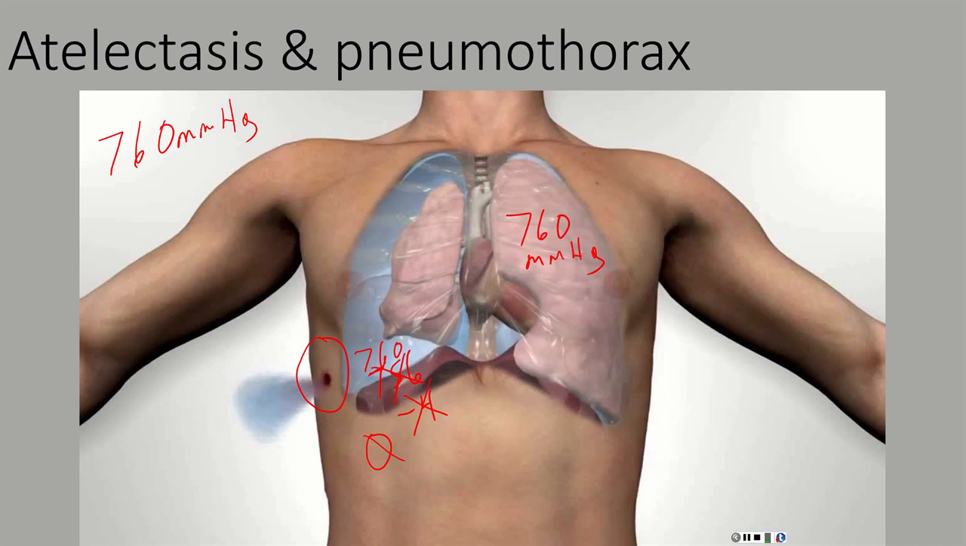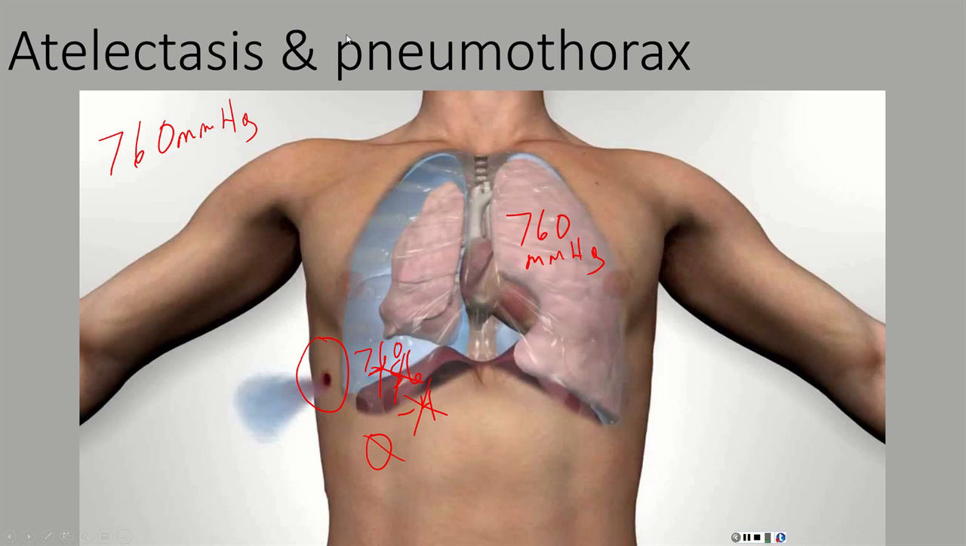And what happens if there is 0? Well, we're not pulling on the lungs very much at all. As a matter of fact, we're not pulling on the lungs at all. And then elasticity and surface tension take over. And that's what we see right here. The lung collapses to as small of a size as it can get. And that is called atelectasis. Atelectasis is collapsed lung.